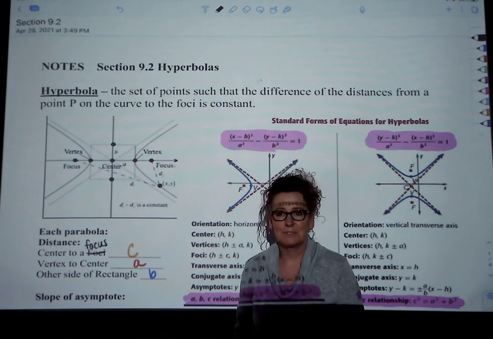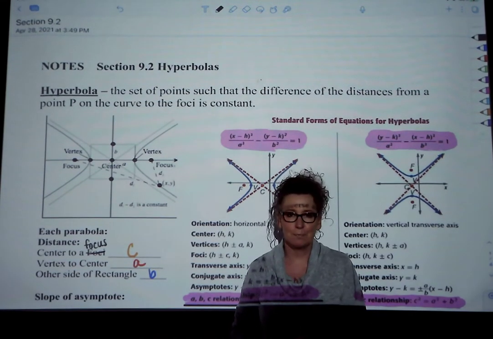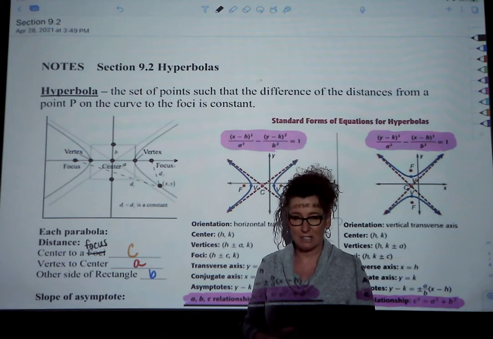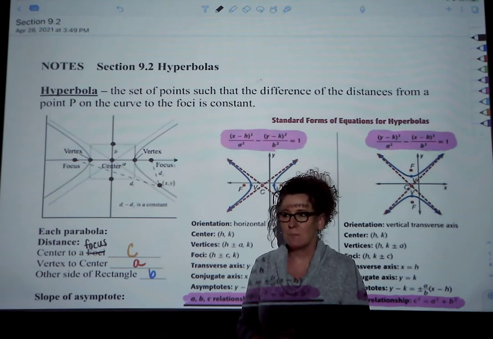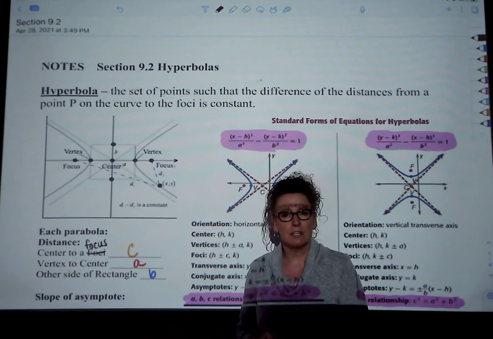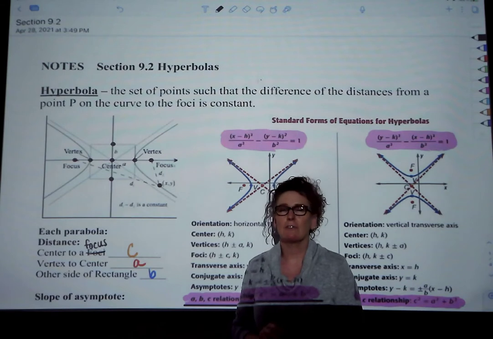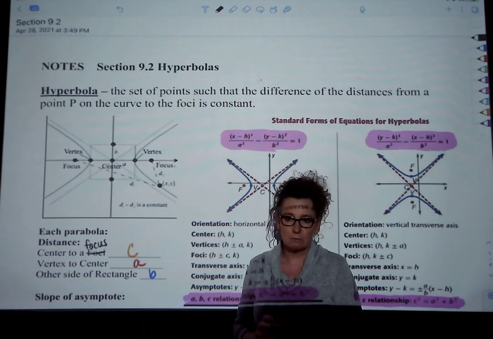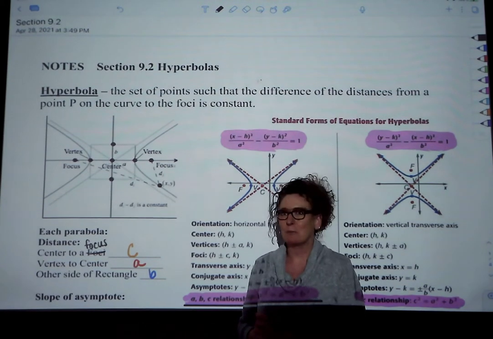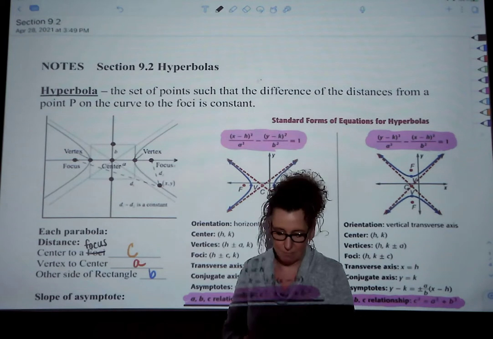Hey guys, have your notes here for section 9.2. We're going to look at hyperbolas today. They might be a little more confusing than ellipses, but they have a lot of similarities, which will be good. You don't have to memorize a bunch of new stuff.